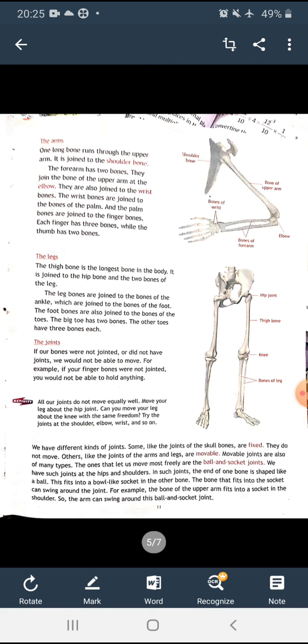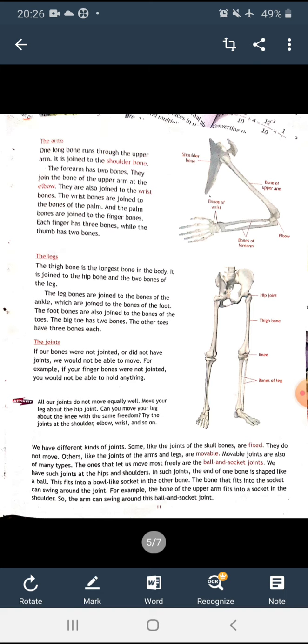So, dear students, a long bone runs through the upper arm and it is attached to the shoulder bone. And how is the bone of the upper arm attached? It is attached at the elbow. And they are also joined to the wrist and the wrist is attached to the palm. And palm bones are joined to the finger bones. Each finger has 3 bones while the thumb has 2 bones.